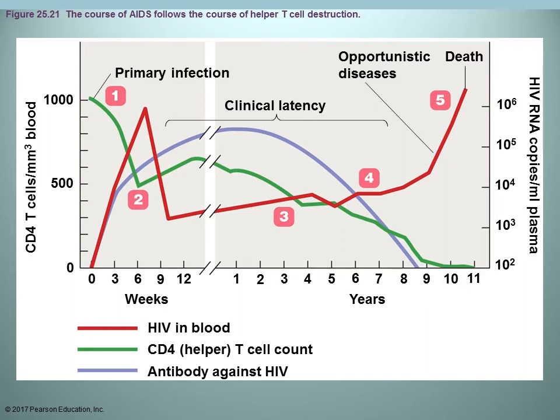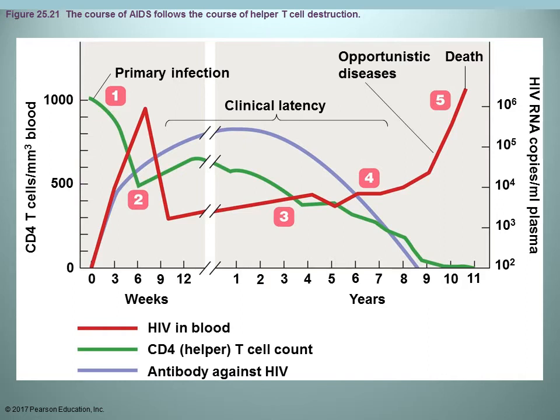The green, this is your CD4. These are your helper T cells. Initially, they're high when you have that primary infection, and then they go down. Because what is the virus doing? It has knocked out your CD4 counts. And then, as you can see, the progression of AIDS, that green line, the CD4 cells, continues to drop over time. And years later, it's dropping dramatically.